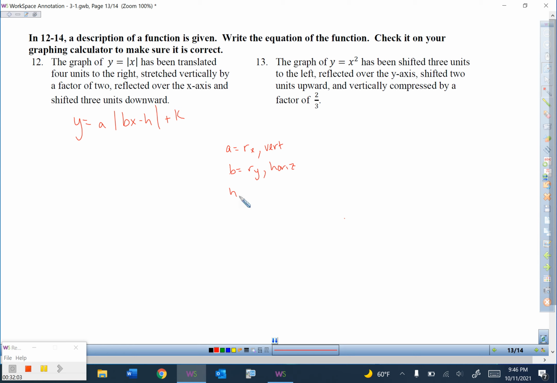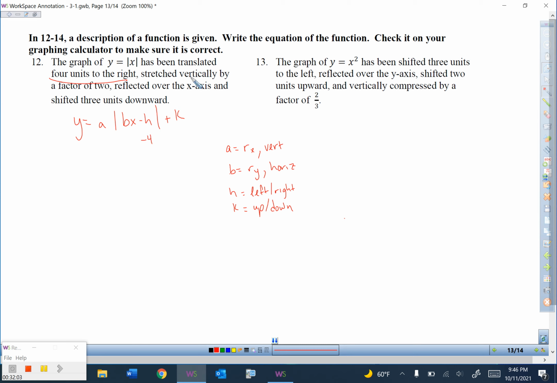H and K are both going to be talking about translations of some sort. H specifically is for left or right, and K is when we see something about up or down. So we'll just read through and put our numbers underneath each of the variables they correspond with as we go through here. It says the graph of y equals absolute value of x has been translated 4 units to the right. If we want to go right, we say minus 4.